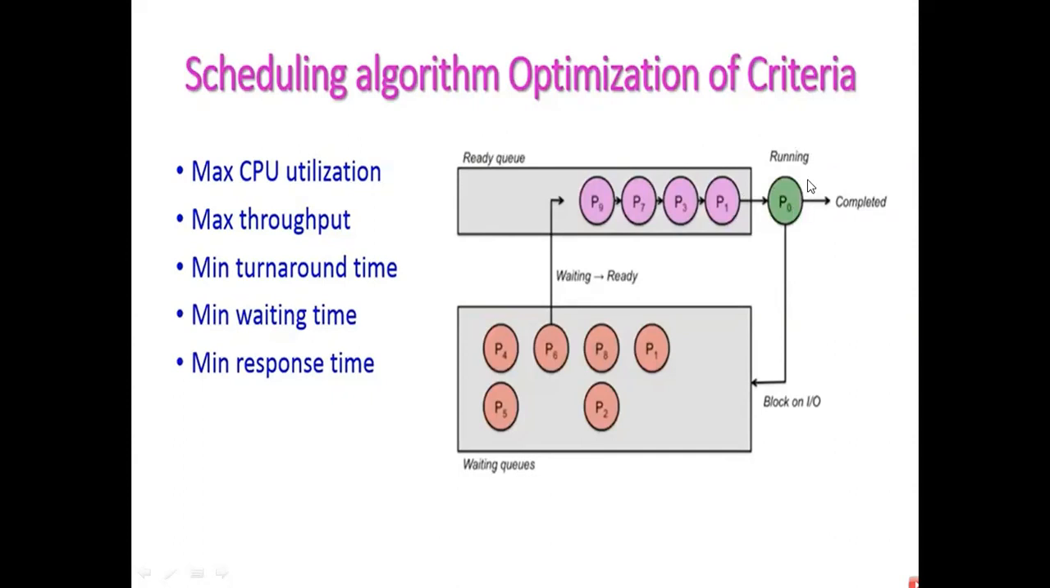From the running state, it can move to the waiting queues. That is, it moves to the waiting state whenever an IO request or an interrupt occurs. From the waiting state, it again moves to the ready state and then to the running state. The cycle goes on. After all its instructions have been executed completely, it moves to the terminated state.